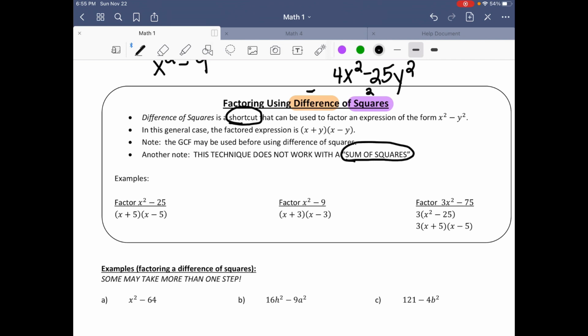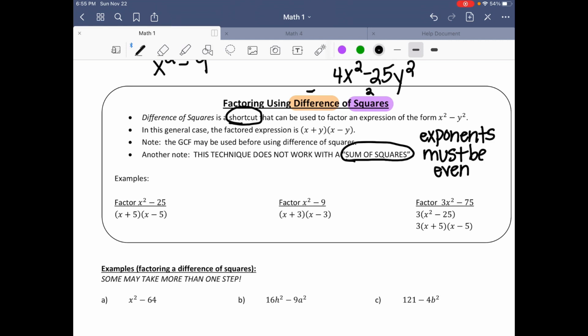The other thing is this does not work if you have the sum of squares. This only works with the difference of squares. Also, in order to be a perfect square, exponents must be even. Even exponents are perfect square exponents.